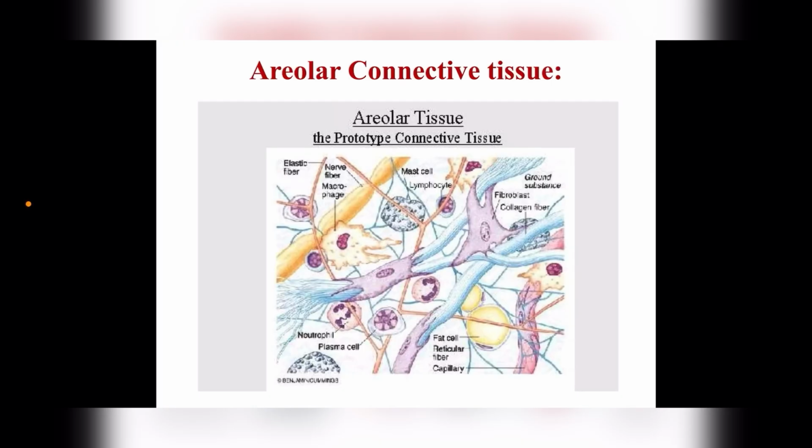Here we can see a diagram of the areolar connective tissue, that is an elastic fiber, fibroblast, collagen fiber, and ground substance which is intertwined between these fibers, lymphocytes, mast cells, fat cell, plasma cell, neutrophil, and capillary. These types of cells are arranged in an intertwined way, that is interlinked or interconnected with each other. It is a prototype connective tissue as well.